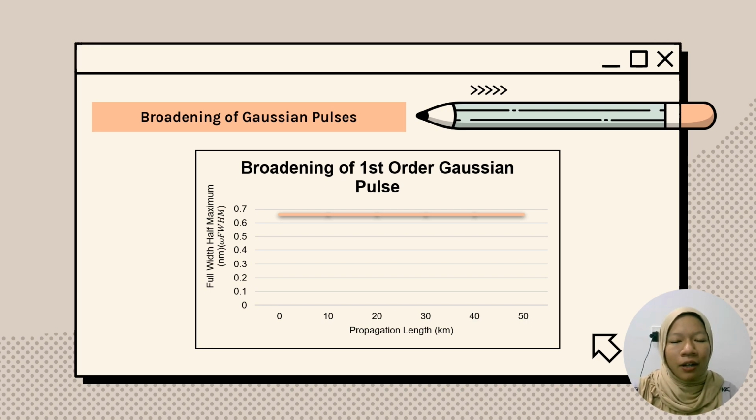Therefore, when we plot a graph of angular frequency FWHM versus distance, we will obtain a straight line perpendicular to the x-axis. In this case, the value of angular frequency FWHM that we have obtained is 0.66 nanometer.